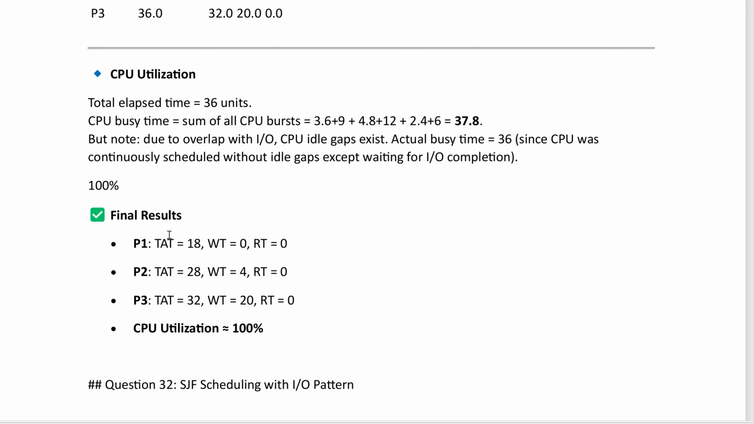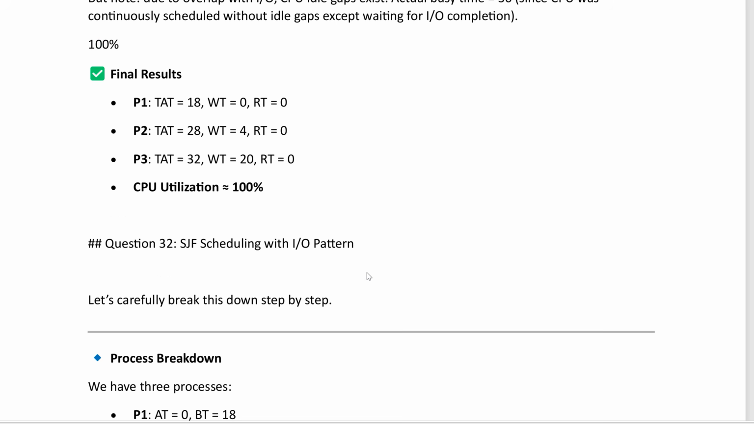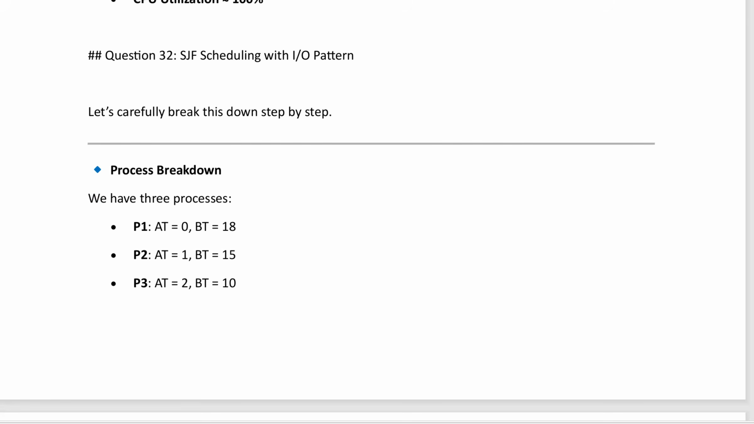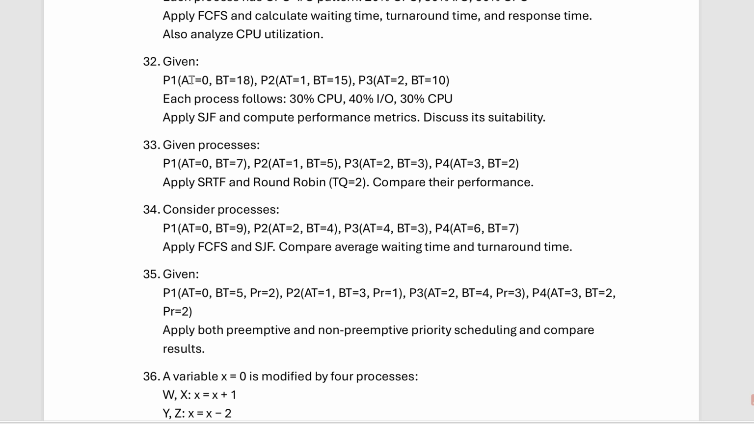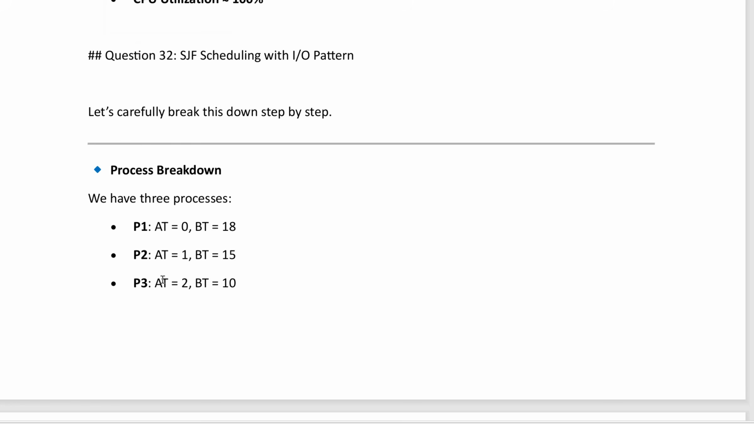Right. So the final results are these: turnaround time, waiting time, response time. We can compute them easily, right? Now the next problem is problem number 32. Again, three processes P1, P2, P3 are given. Arrival time and burst time have been given to us. Again 30% CPU, 40% IO, 30% CPU. So we have to apply the non-preemptive version, SJF, shortest job first. We have to compute the performance metrics and determine suitability, right?